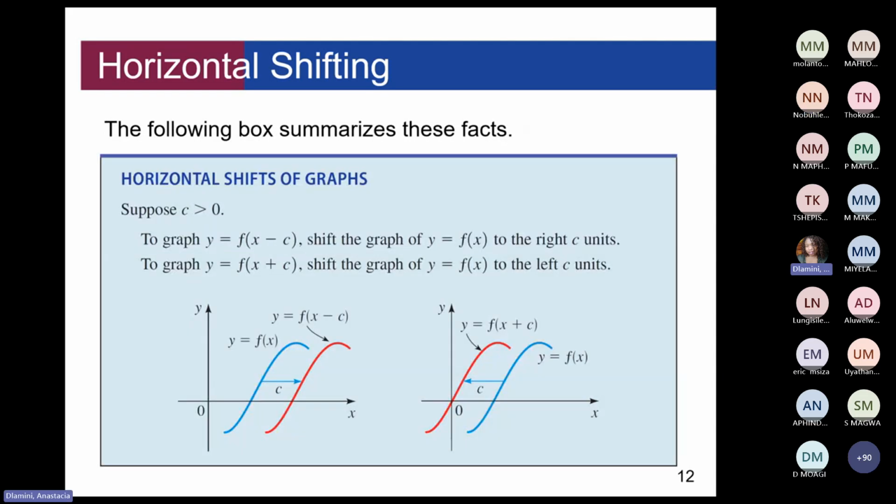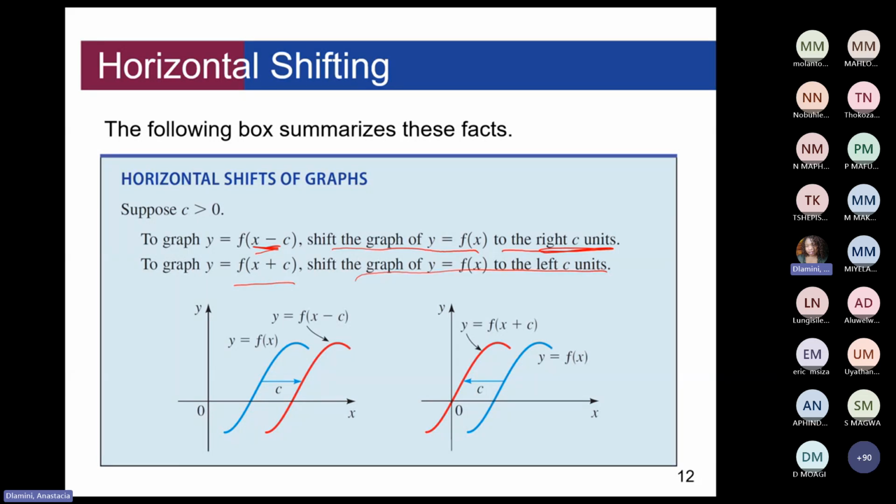So they're saying that the following box summarizes these effects. Please mute. So, horizontal shift of graphs. Suppose that c is positive. Now, when you subtract, you are shifting the graph of f of x to the right by c units. Now, when you add, you are shifting the graph to the left by c units. That's the transformation you're doing.